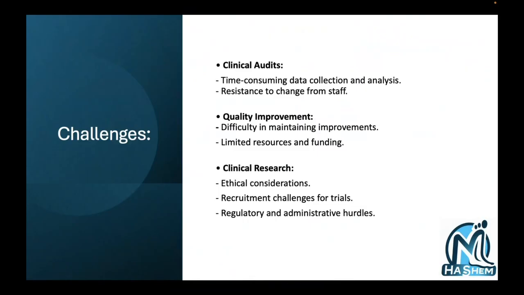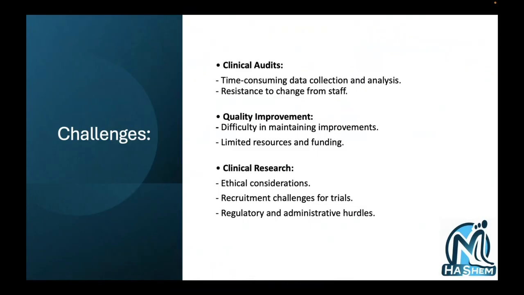The challenge for a quality improvement project is maintaining the improvement. I check my practice now, I find some areas of weakness, I improve them, then I disappear. If I don't follow my improvement, at some point it will go back to the weak point again. So you have to keep doing it. And definitely you have limited resources, limited time, and limited funding for that.